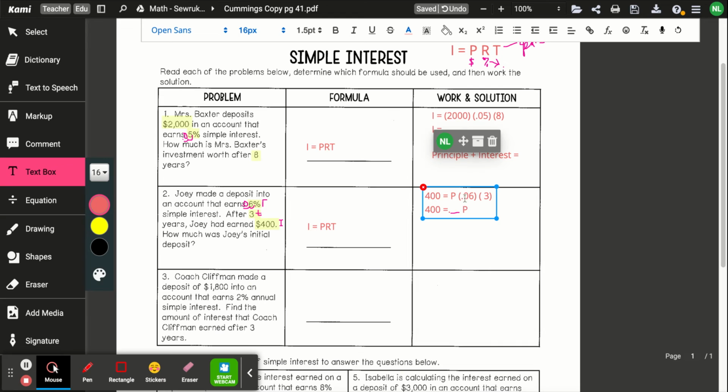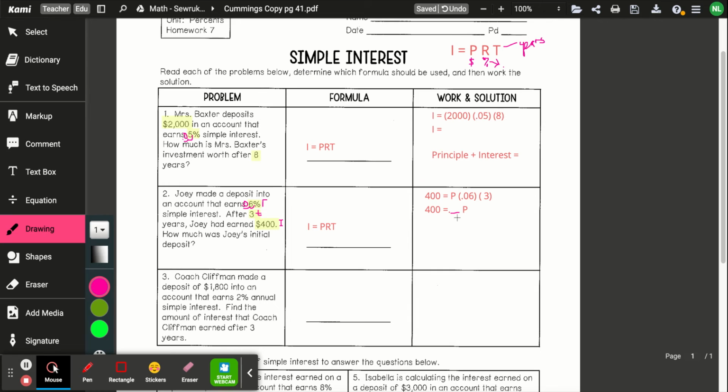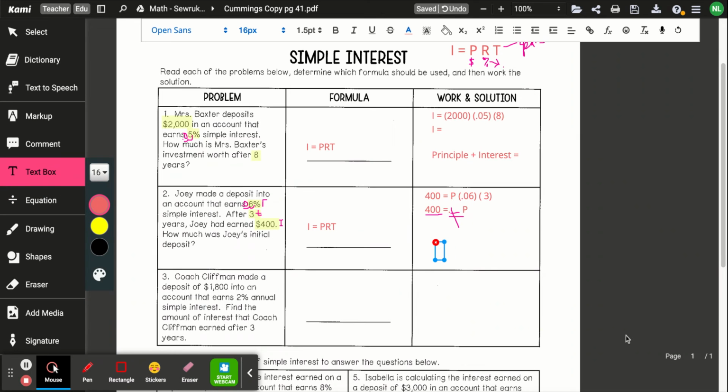So whatever you got for 0.06 times 3, you are going to put here, whatever it is. Then in order to get P by itself, you're going to have to divide by whatever this number is to cancel it out, right? Whatever you do to one side, you have to do to the other. Then down here, you're going to get P equals, and then whatever you got when you did 400 divided by whatever this number is, all right?